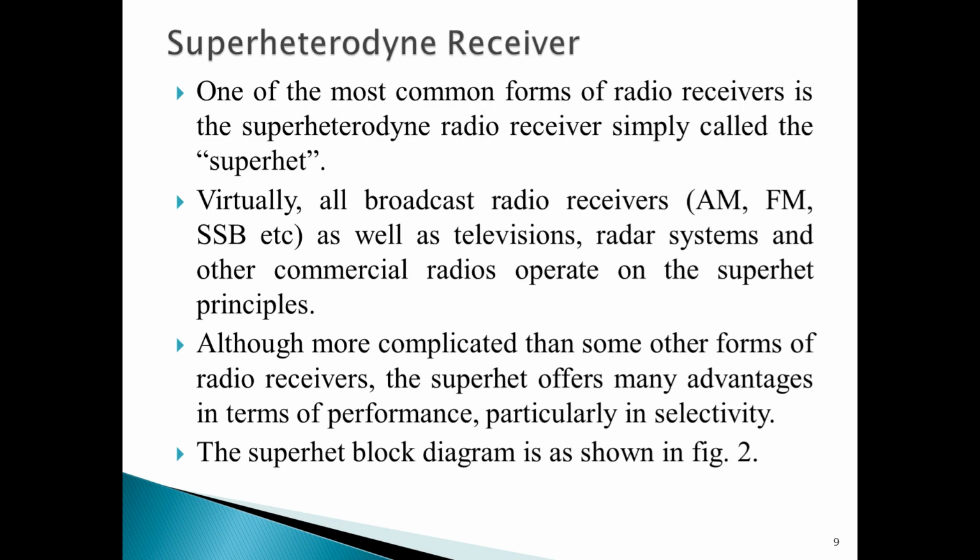One of the most common forms of radio receivers is the superheterodyne radio receiver, simply called the superhet. Virtually all broadcast radio receivers, AM, FM, SSB, etc., as well as televisions, radar systems, and other commercial radios operate on the superhet principles. Although more complicated than some other forms of radio receivers, the superhet offers many advantages in terms of performance, particularly in selectivity. The superhet block diagram is as shown in Fig 2.